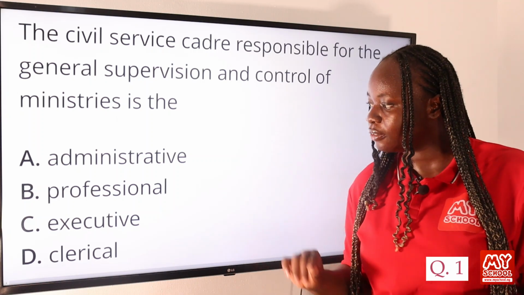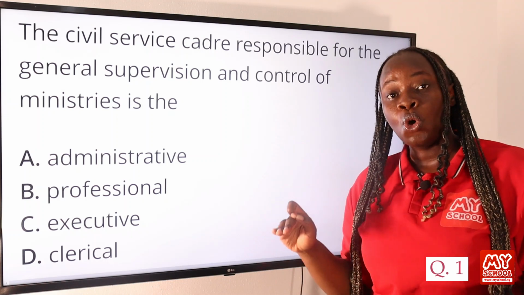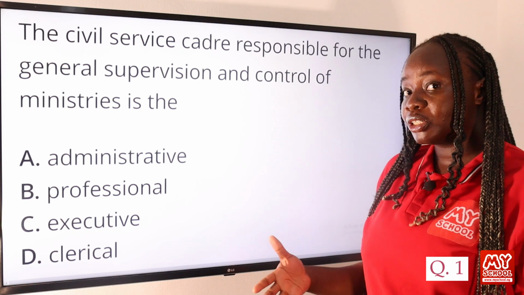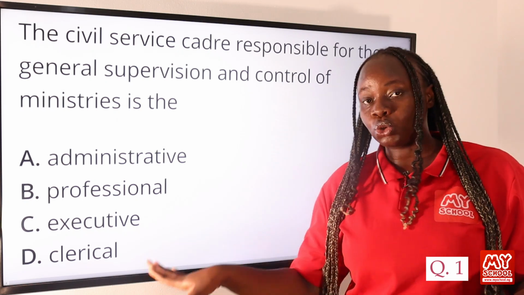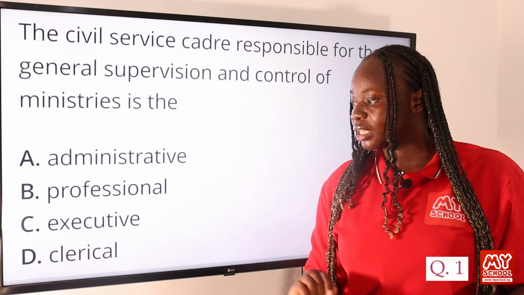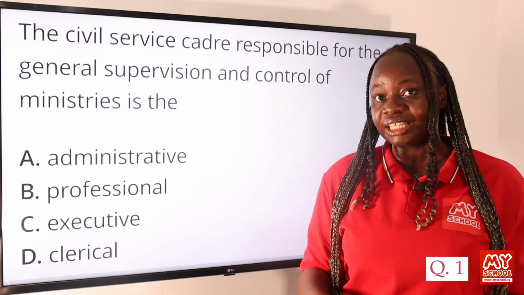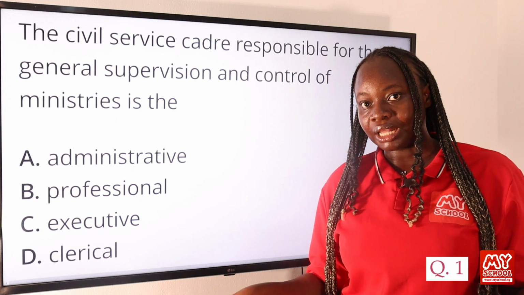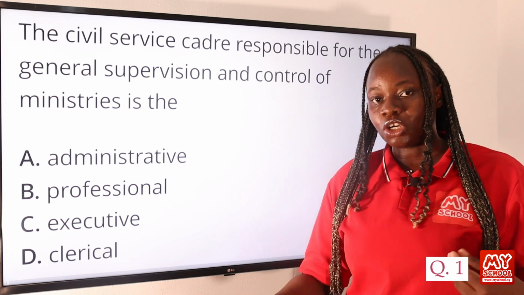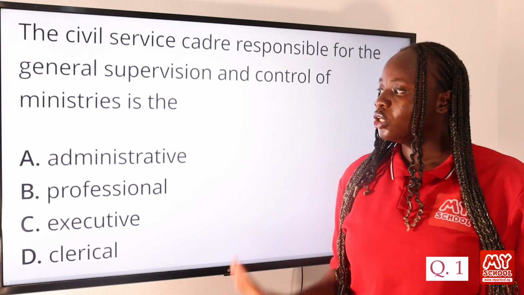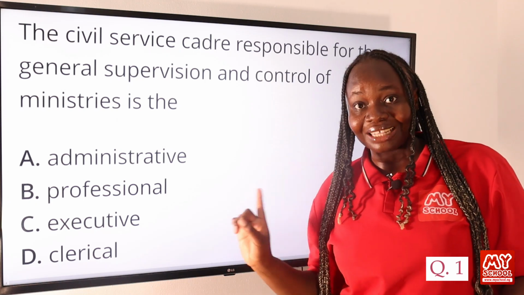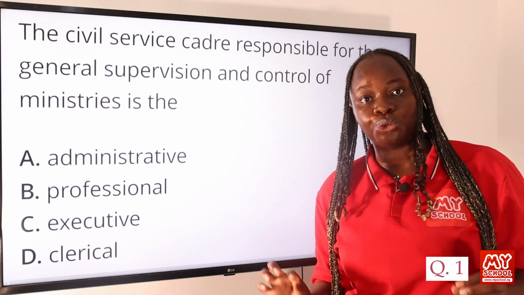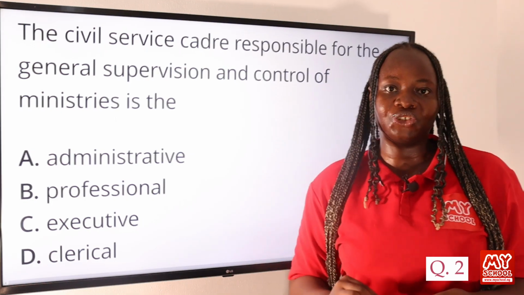Then we have the executive cadre, which is the middle management level, right? They are responsible for administering the affairs of those lower level civil servants. Then we have the clerical staff, who include messengers, clerks, typists, and so on. They belong to the clerical class and they're responsible for day-to-day operations within the civil service. So the answer to this question is option A, administrative, because it is responsible for the general supervision and control of civil servants within the ministry.